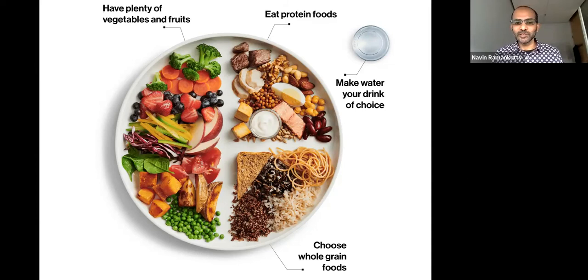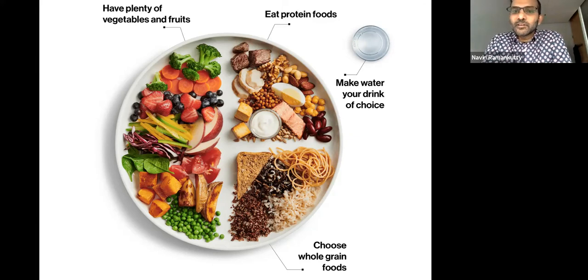On the bottom left, it says choose whole grain food. We eat a lot of processed food, but that's not very good for our body and our health. There's a lot of evidence that the good bacteria in our body like more fibers, and whole grain food can give you those fibers. Eat more protein food, it says. It doesn't say eat meat. You can get protein from a lot of sources. What our body needs is protein.